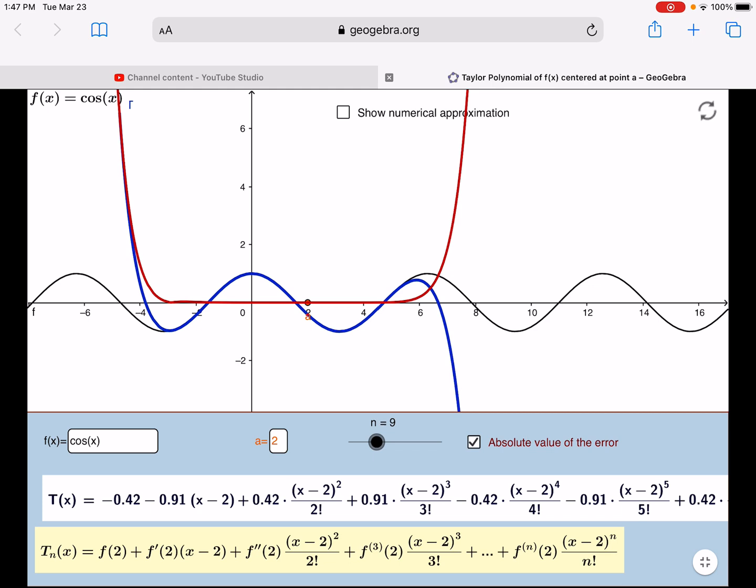Okay, so as I said, I shall send you the address of this applet on the internet, and you can use it for the study of Taylor polynomials.